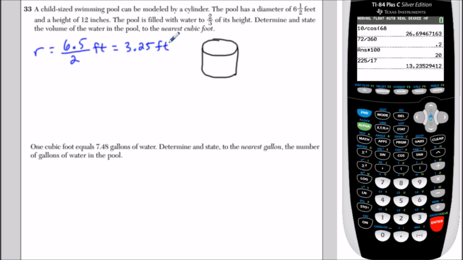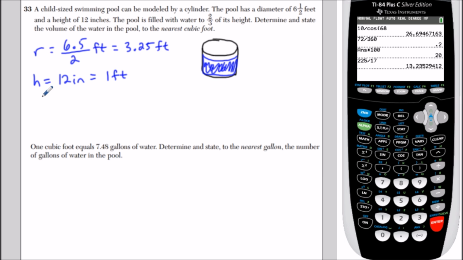We're also told that the height is 12 inches, but once again, we have a problem. Feet and inches don't match, so we'll convert this. 12 inches is equal to a foot. And the pool is only being filled to 2/3 of its height. So if we look at this picture here, about that's the 2/3 mark. That's how much water we have. So we have to take that into account when we answer this question.